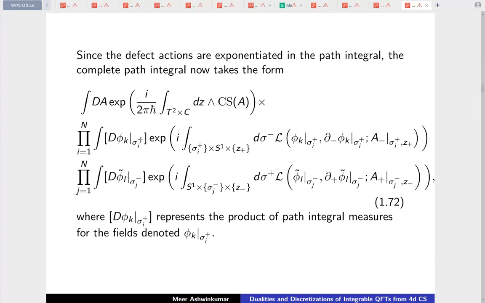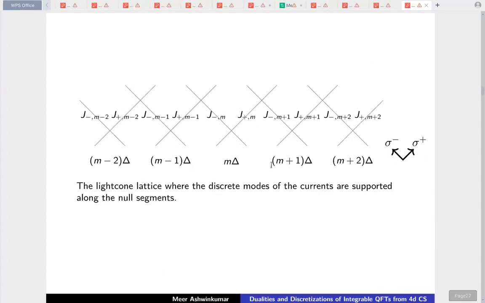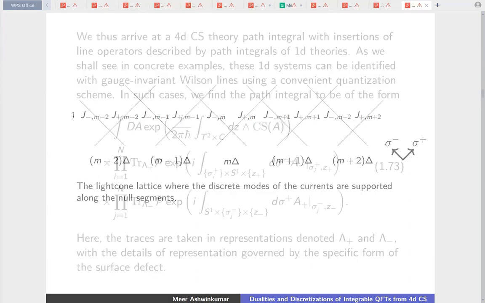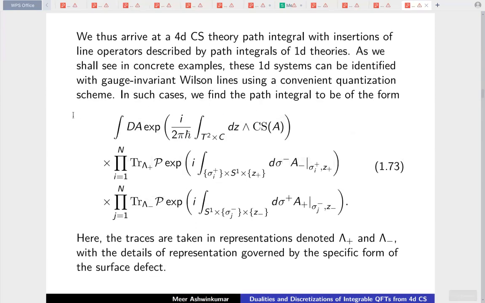And the idea is that now, having obtained this configuration, this light cone lattice of line operators in 4D Chern-Simons theory, where you have the currents also discretized and you have the discrete modes of the currents living on each of these edges, I can now quantize the line operators and I can rewrite the path integrals as a trace, a trace over a path ordered exponential.